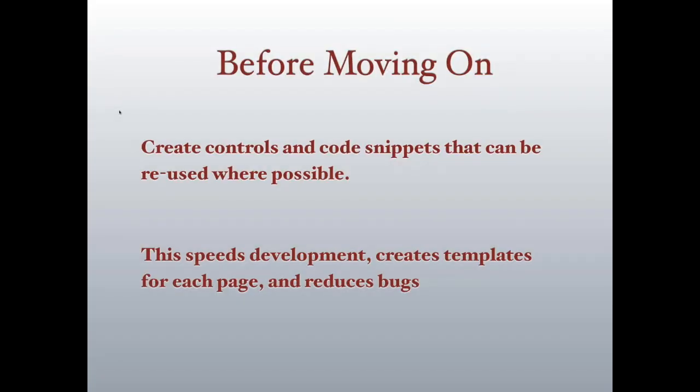So before moving on and getting into that implementation phase, do what you can to create some controls, some code snippets, maybe include files and things like that that can be reused where possible. This is going to speed up development. It's going to be part of your template creation. It's going to reduce bugs. It's going to reduce typos. And yes, depending on how you do this, if you change the user experience and the look and feel once you get into implementation, it may make things a little more painful because you're going to have to go back and make sure that those controls and code get updated, get retested, and all of that.